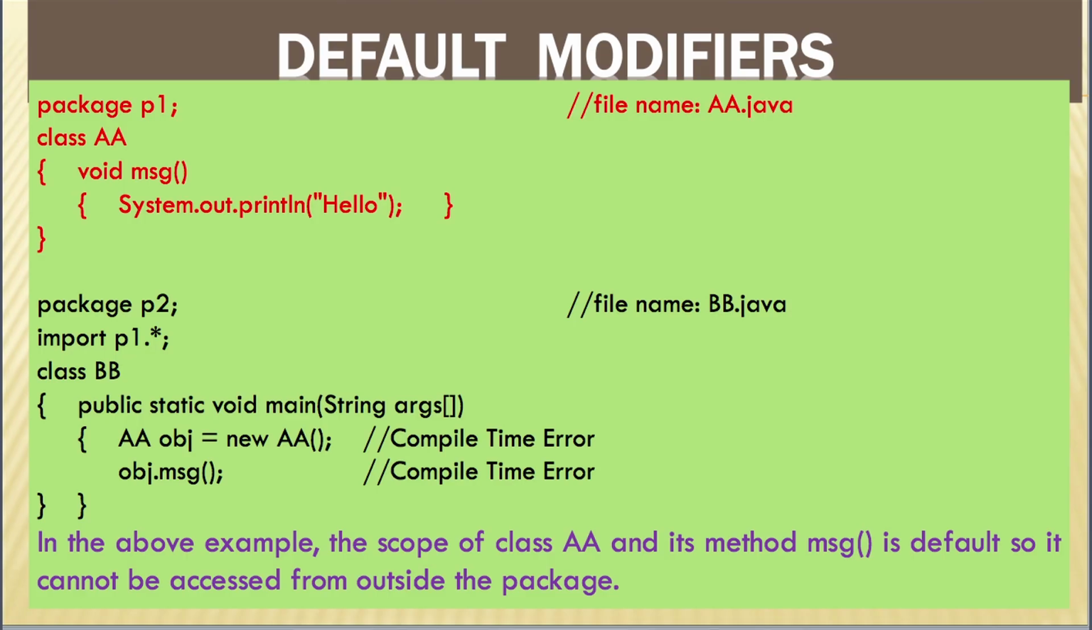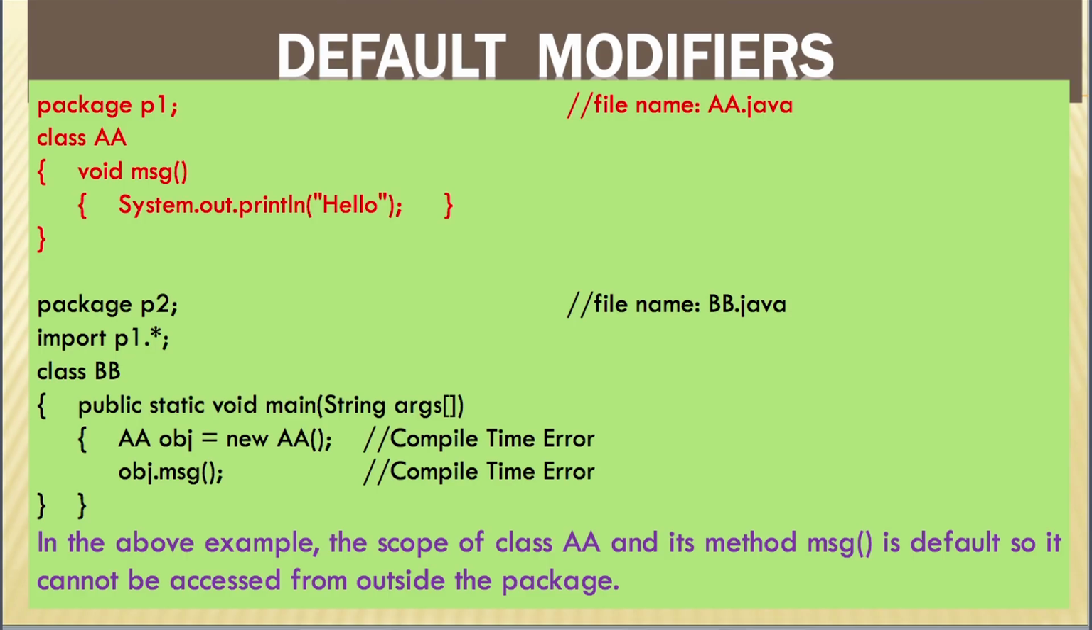Now, inside this P2 package we have class BB. However, in the P1 package we have class AA. In this BB class we have public static void main. So we have the main function, and the first statement we are writing here is the object of the class which is mentioned inside the package P1.